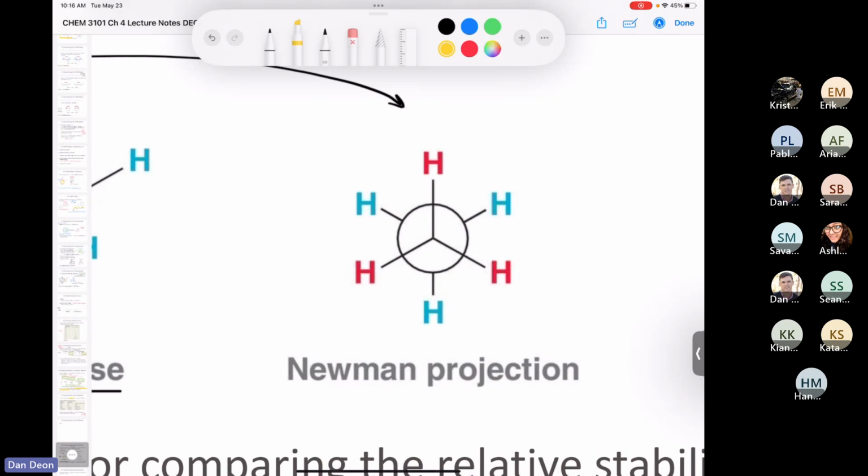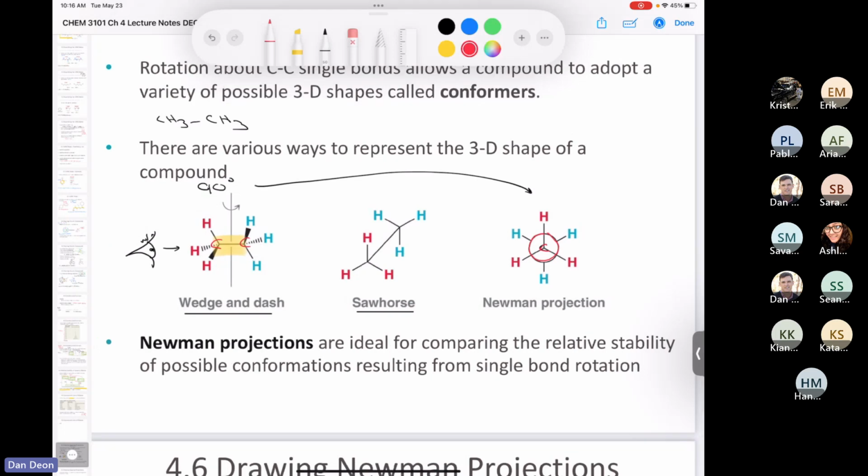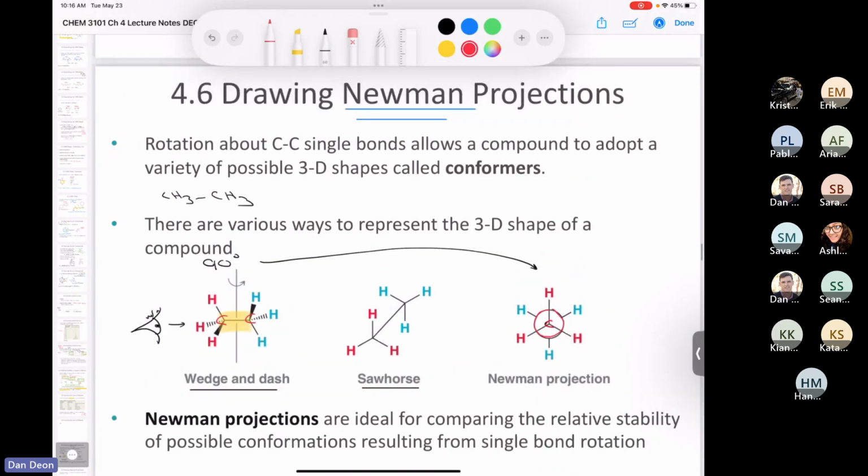The way that we represent it, the carbon in the front is represented by the junction of the three bonds here, and the big circle in the back represents the carbon in the back. So this carbon and this circle represent the carbon in the front and the carbon in the back, the two carbons in the Newman projection. Why are we so concerned with Newman projections? Because they're ideal for comparing the relative stability of conformations, the eclipsed conformation being higher in energy and the staggered conformation being lower in energy.